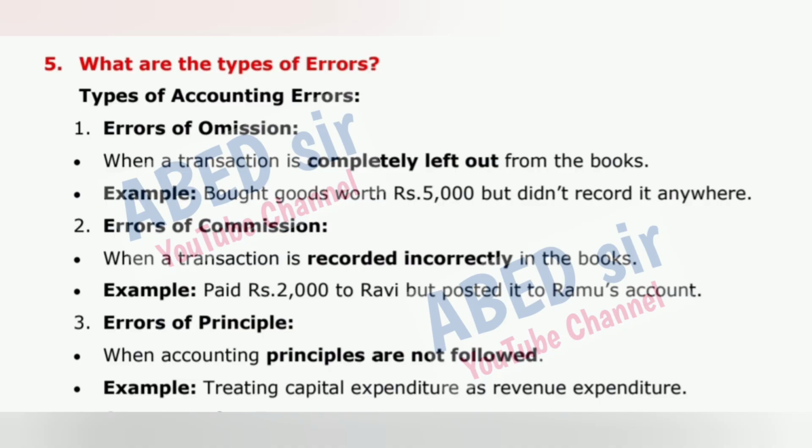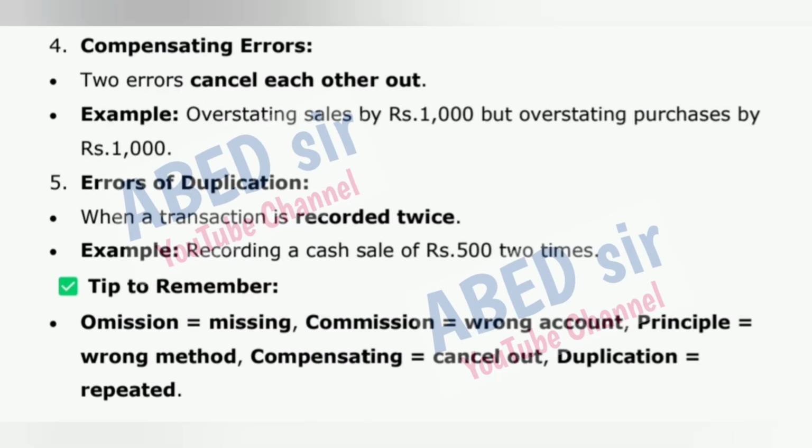Example, paid 2,000 rupees to Ravi but posted it to Ramu's account. 3. Errors of principle. When accounting principles are not followed. Example, treating capital expenditure as revenue expenditure. 4. Compensating errors. Two errors cancel each other out. Example, overstating sales by 1,000 rupees but overstating purchases by 1,000 rupees. 5. Errors of duplication. When a transaction is recorded twice. Example, recording a cash sale of 500 rupees two times.